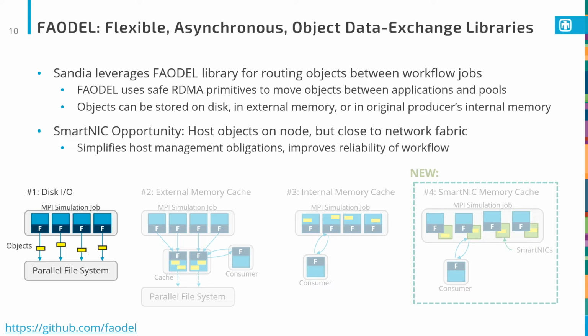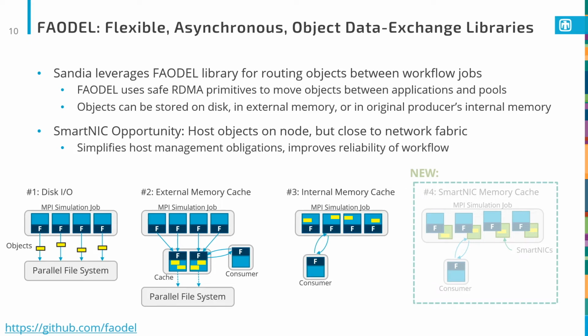As illustrated at the bottom of the slide, one of Fayadel's strengths is that it supports a variety of hosting scenarios. In the first example, a simulation job uses Fayadel to simply read and write data stored in a file system or a persistent object store. Second, a workflow can launch a collection of nodes to serve as an external memory pool for hosting objects. This approach decouples producers and consumers and allows data objects to remain in memory.